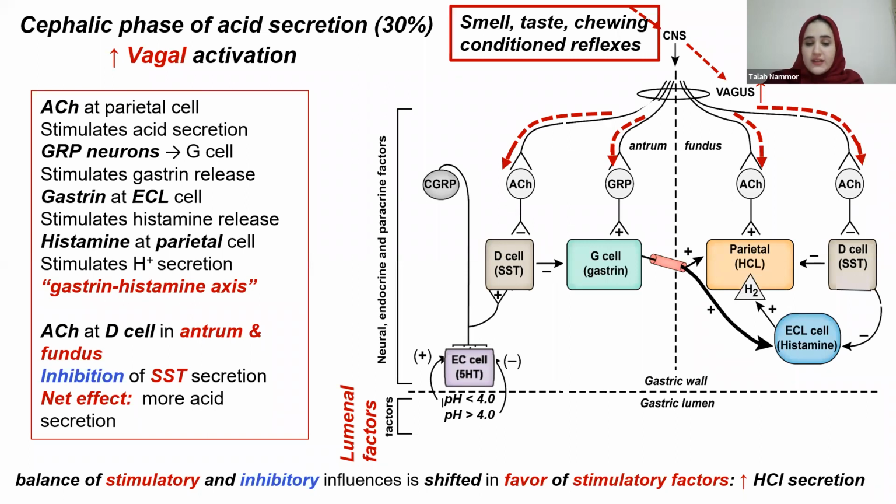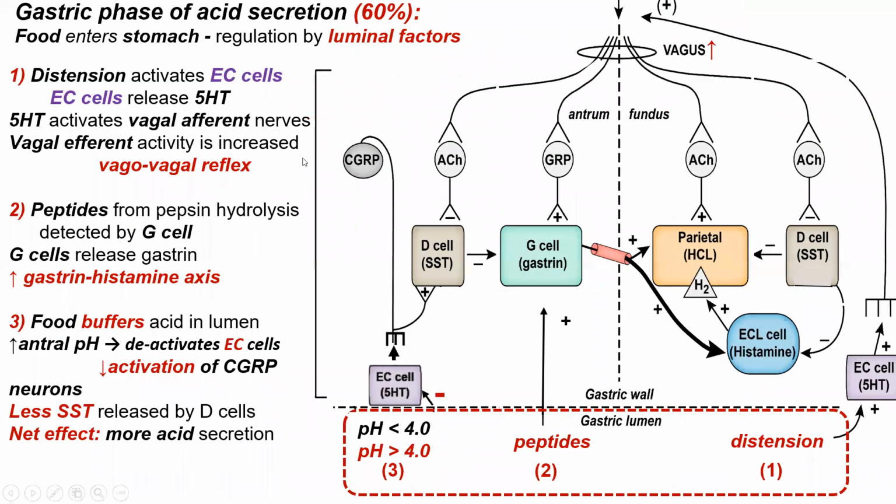So when there is food in our mouth, this will favor increased vagal activation. We're gonna have more and more release of the different things. Here, the acetylcholine in the vagus tone activates the epithelial cells. It activates gastrin. Okay?